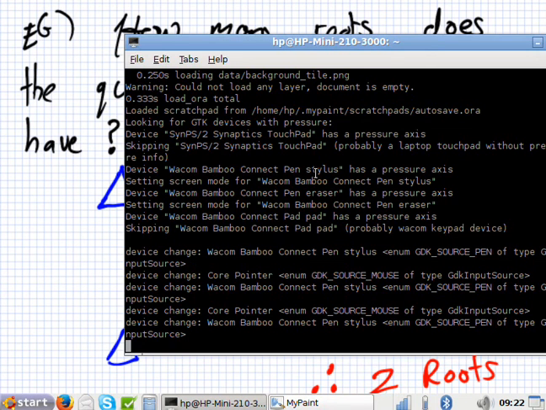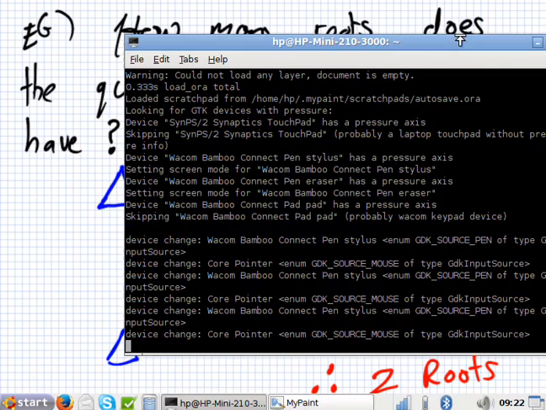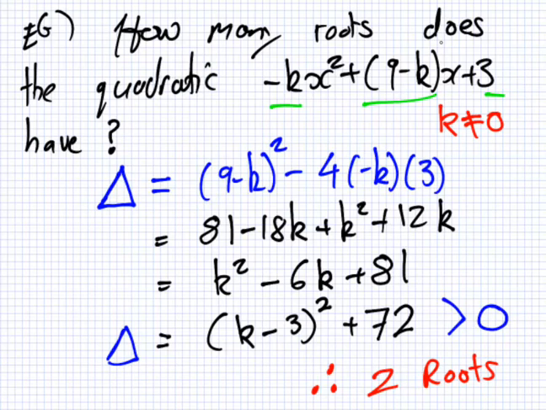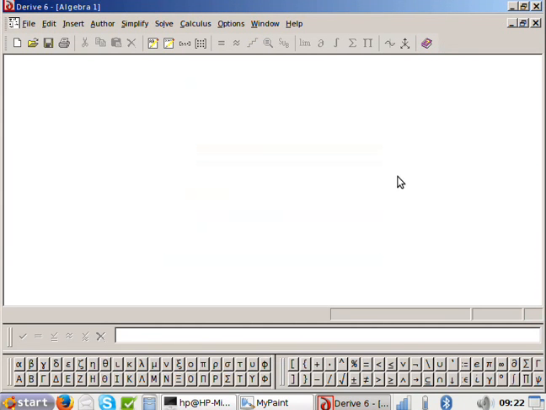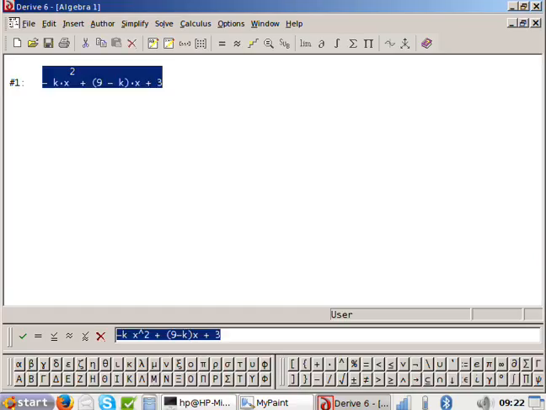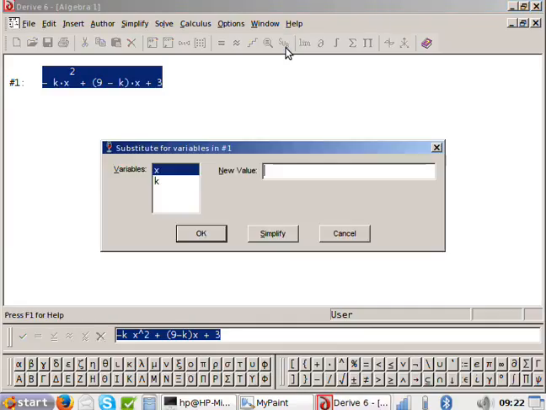So, the discriminant is b squared, which is 9 minus k squared, minus 4 times a times c. So, a, b, and c. That would be 81 minus 18k plus k squared, plus 12k. Plus, minus, yeah. k squared minus 6k plus 81.